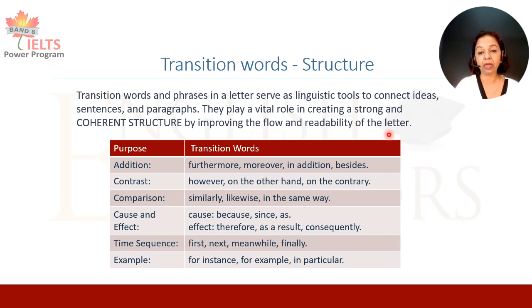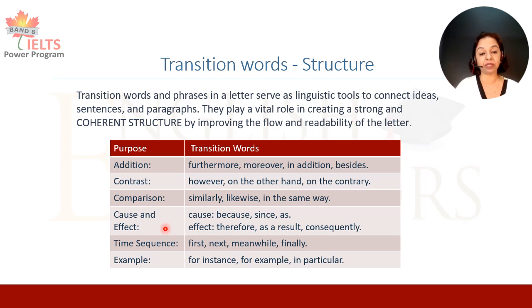Now, there are so many transition words found in the English language, but let's see which ones we are going to use. If you are writing to add a point, the transition words that can be used are furthermore, moreover, in addition or besides. In case you are putting a contrast in two ideas, you will use however, on the other hand, on the contrary. If you are asked to compare a few things, then you would say similarly, likewise, in the same way.